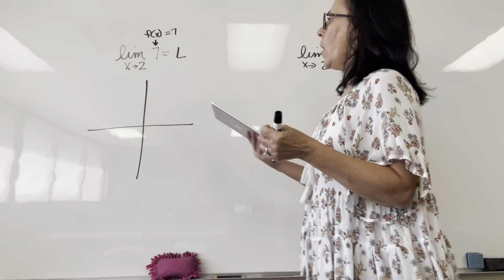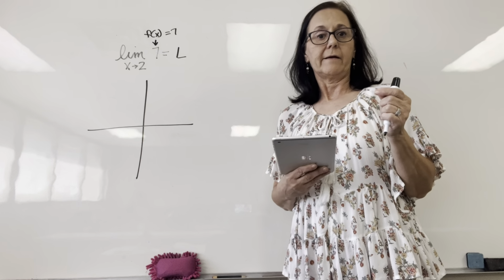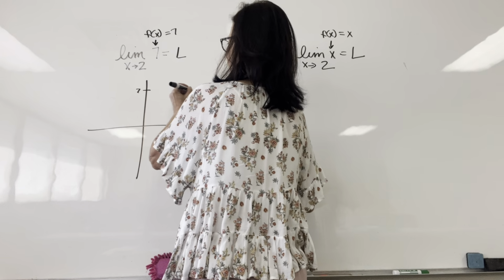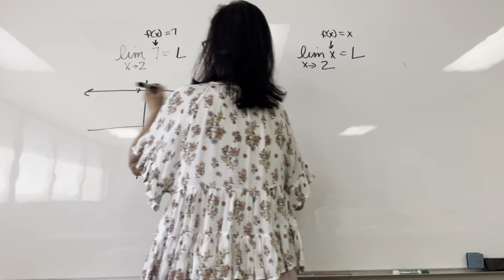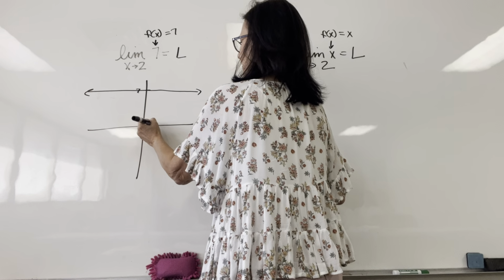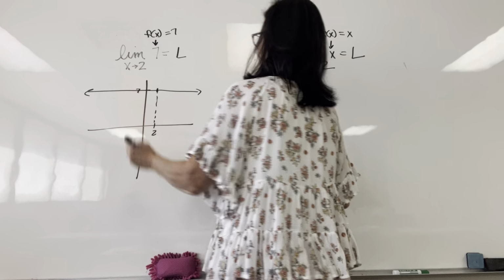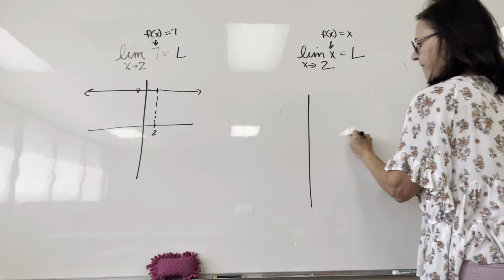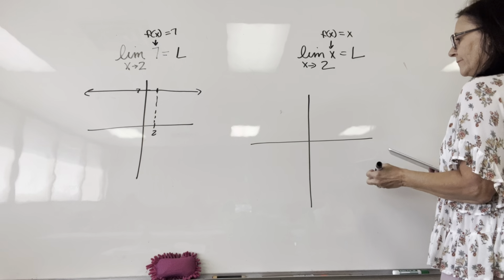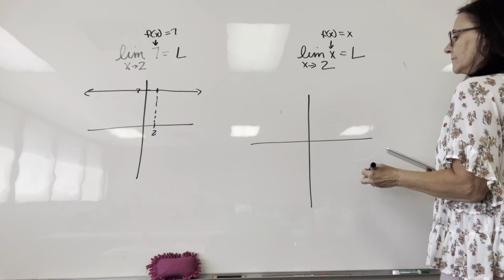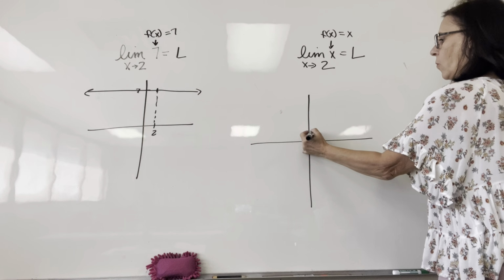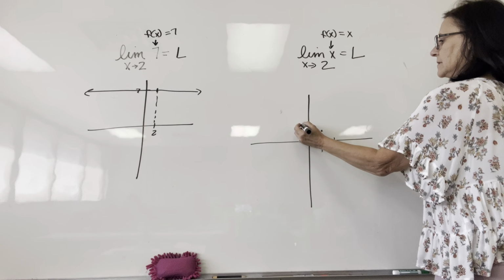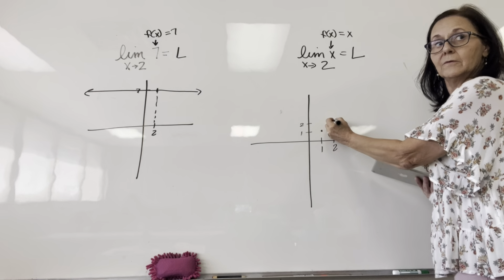What does f of x equals 7 look like? It's a horizontal line at 7. So here's 7. Here's 2. We'll just say that. Okay. What does this look like? It's like a 1 over 1 line, if that makes sense. It's the identity. As x is 1, y is 1. When x is 2, y is 2. Got it?